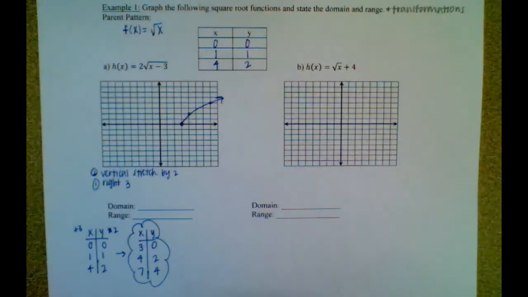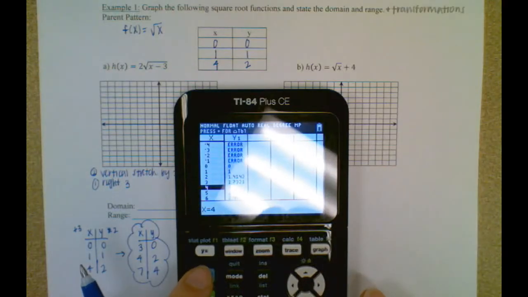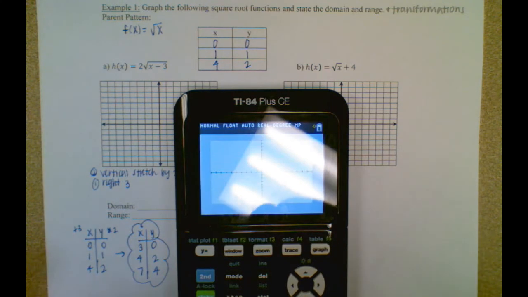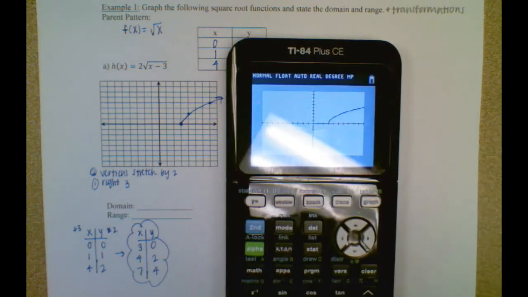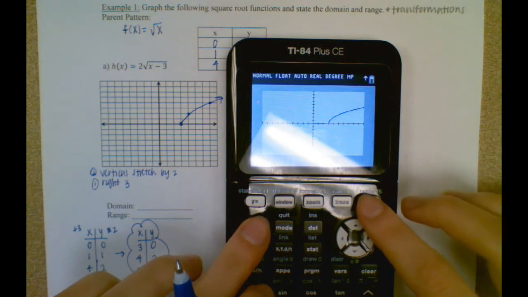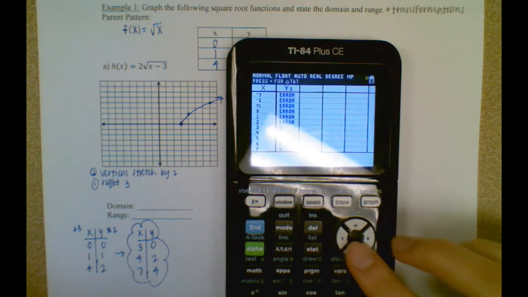There's my graph. Okay. Now, if you are in regular Algebra 2, I'm going to show you how to type this in your calculator. Y equals 2 square root of x minus 3. You guys can see that those graphs look exactly the same. And in regular Algebra 2, you can go into the calculator and just plot those points, okay?